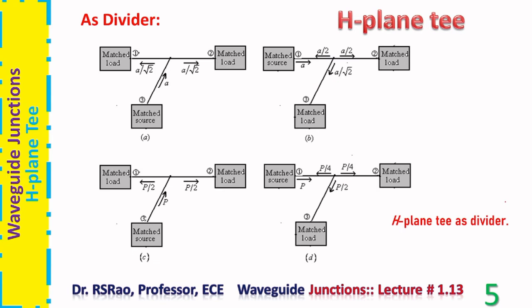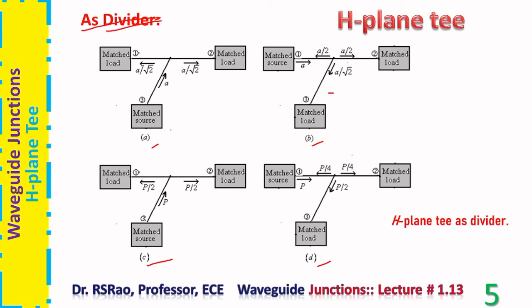As already mentioned, H-plane T's are junctions. Junctions are meant for dividing a wave or combining two or more waves into one. Here, the functioning of the H-plane T as a divider is illustrated through four block diagrams, A, B, C, and D.